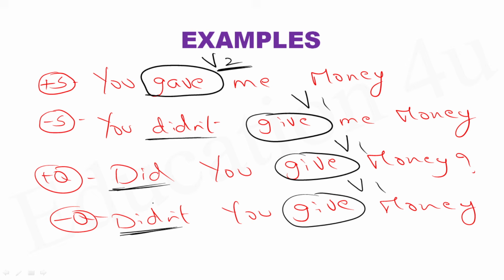So, you gave me money yesterday. You didn't give me money yesterday. Did you give me money yesterday? Didn't you give me money yesterday?